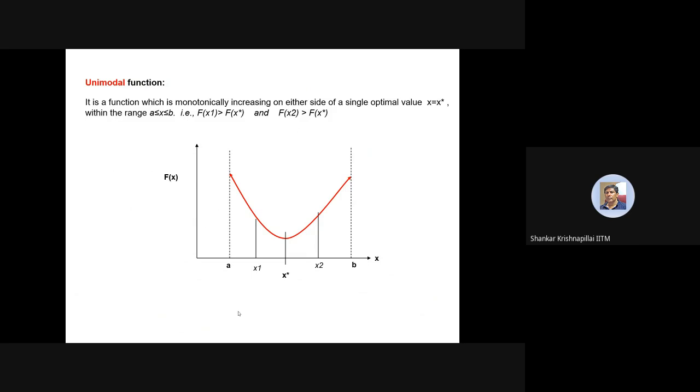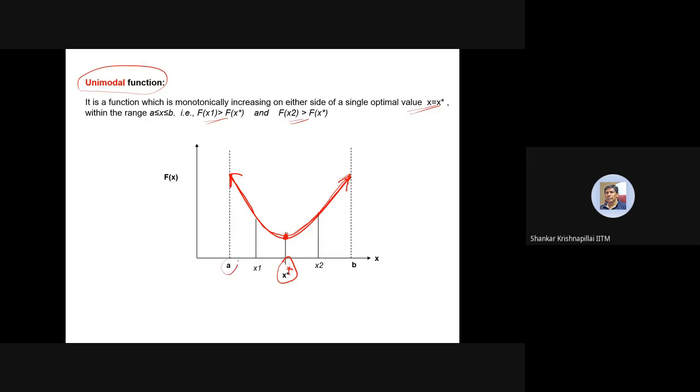So the importance of this is that you have a function called unimodal function. A unimodal function is one which is monotonically increasing to either side of the minimum value x star. So it is monotonically increasing to the right of x star and it is monotonically increasing to the left of x star. This is the standard definition that you can look up later, but I am explaining visually. So you have the central point x star. On one side it will be monotonically increasing and on the other side also monotonically increasing.